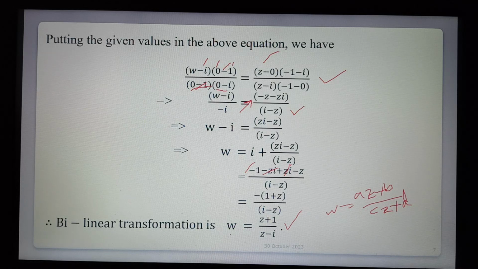It came in the same form: w is equal to az plus b by cz plus d, where a is equal to 1, b is equal to 1, c is equal to 1, and d is equal to minus i. So this is the required bilinear transformation. Next, using this, how to find the image of a given figure.